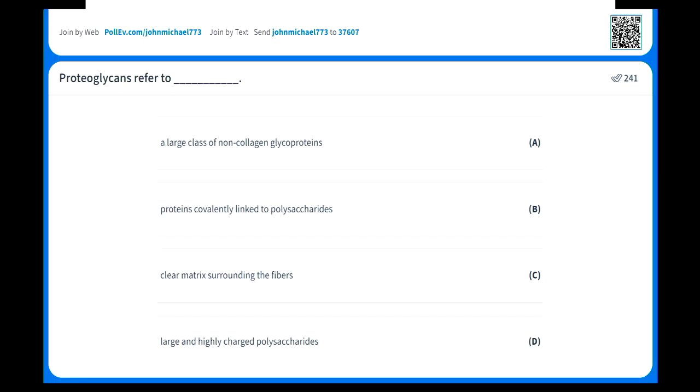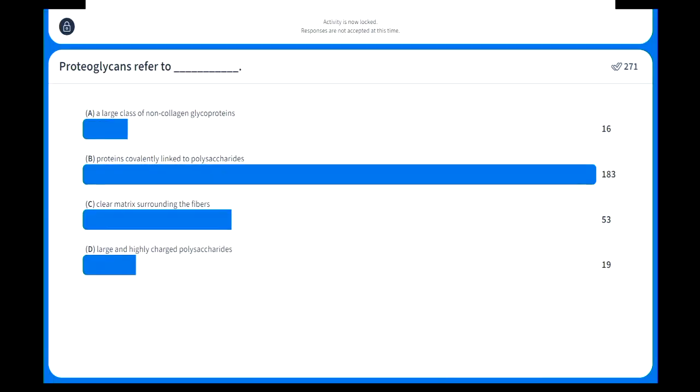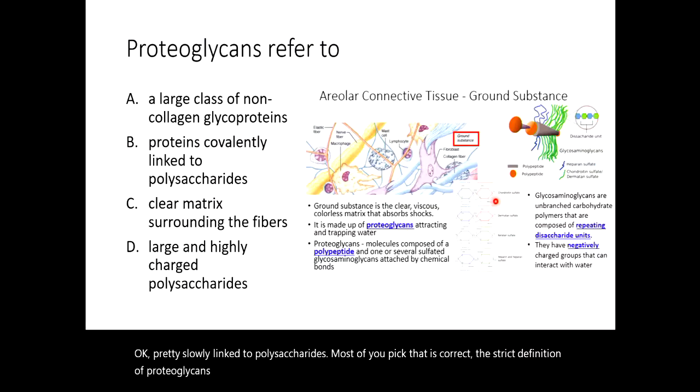All right, folks, let's bring it back together. Justin, anyone in your group has a response for us? Yes? Yeah, it's going to be B, proteins covalently linked to polysaccharides. Okay, proteins covalently linked to polysaccharides. Most of you picked that. That is correct. The strict definition of proteoglycans is referring to proteins which are linked to these polysaccharides.